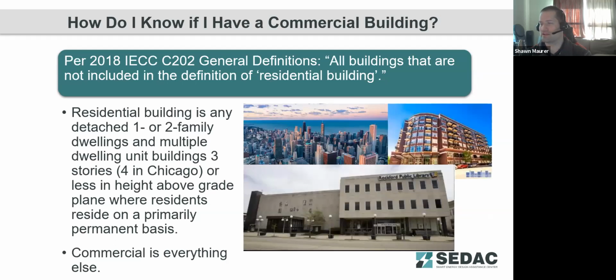So how do you know if you're in a commercial building? Per the 2018 IECC section C202, all buildings that are not included in the definition of a residential building are a commercial building. As we've covered in the past, residential buildings are detached 1 or 2 family dwellings or multiple dwelling unit buildings, 3 stories in height, with an amendment in Chicago to go up to 4 stories, or less above grade, where residents reside on a primarily permanent basis. Commercial buildings are all other structures.